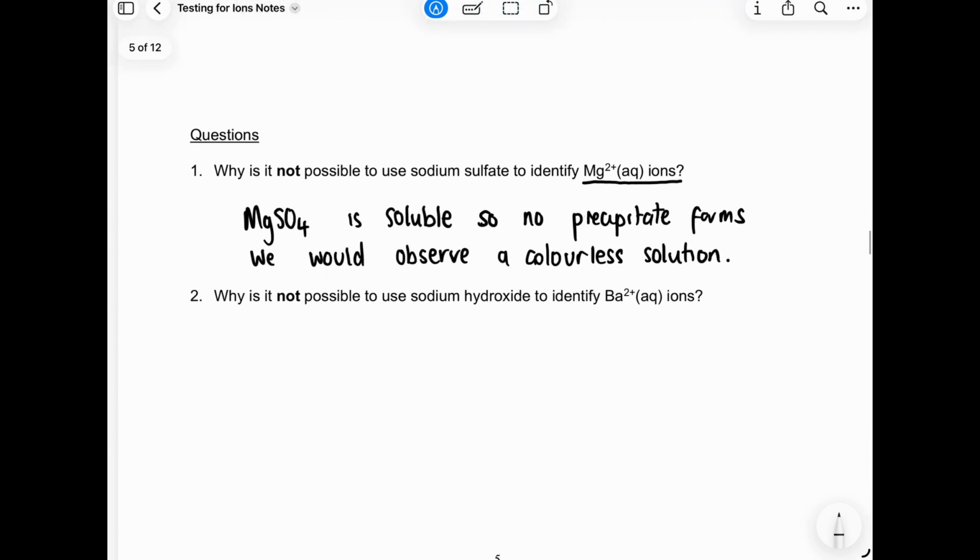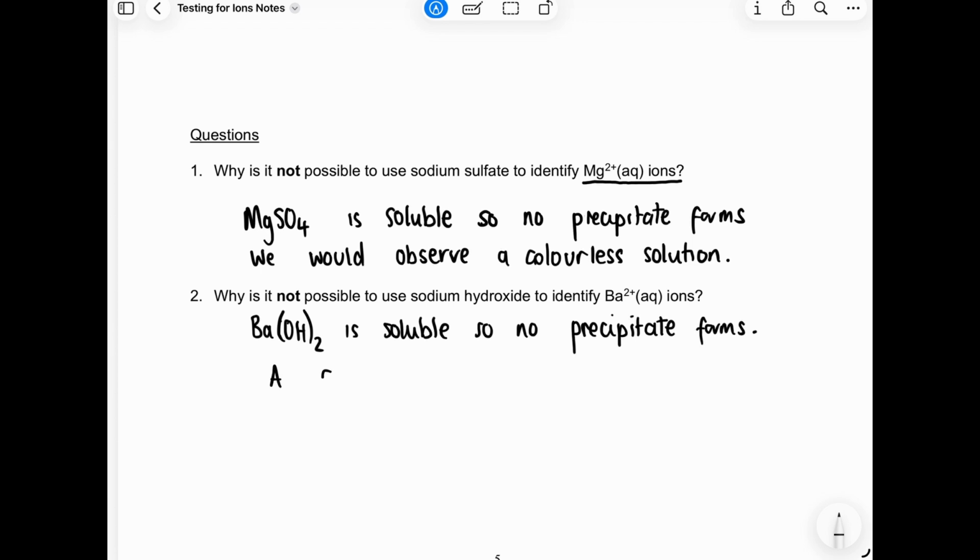Why can we not use sodium hydroxide for barium ions? For sort of the same reasons. Barium hydroxide is soluble. So no precipitate forms. The solubility of the hydroxides decreases down group 2, with magnesium hydroxide being the least soluble hydroxide. So a colourless solution again is all that could be observed. And that's what we had at the start.